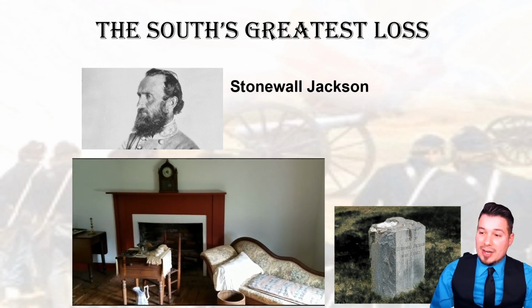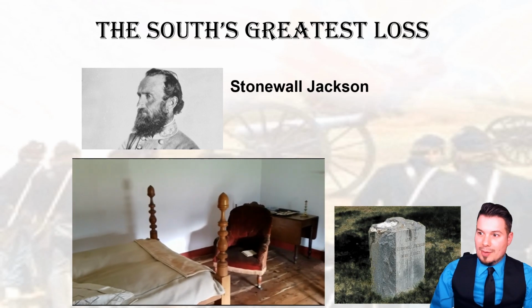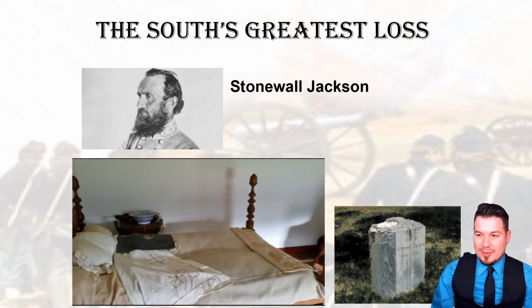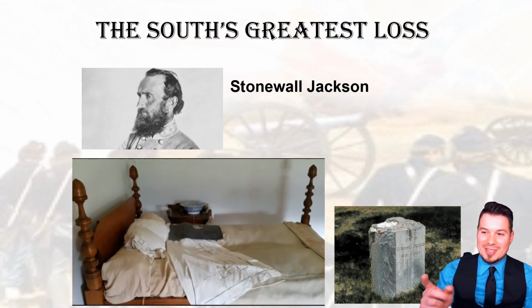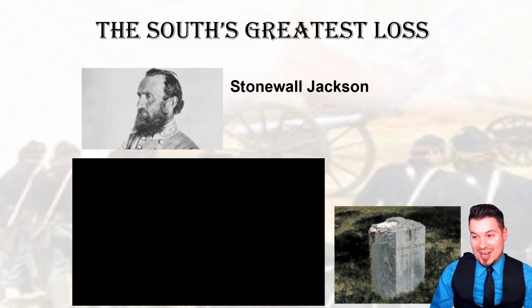He's also buried in another place, because after they amputated his arm, someone who had a farm nearby said, oh man, I'm going to take his arm. They took his arm and carried it and buried it, and that's where that little stone is right there. That's just the arm of Stonewall Jackson buried there. So he's technically buried in two places.